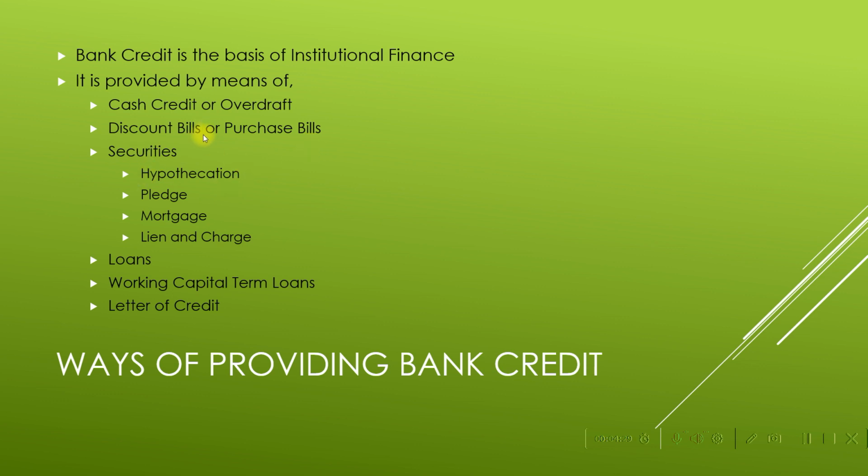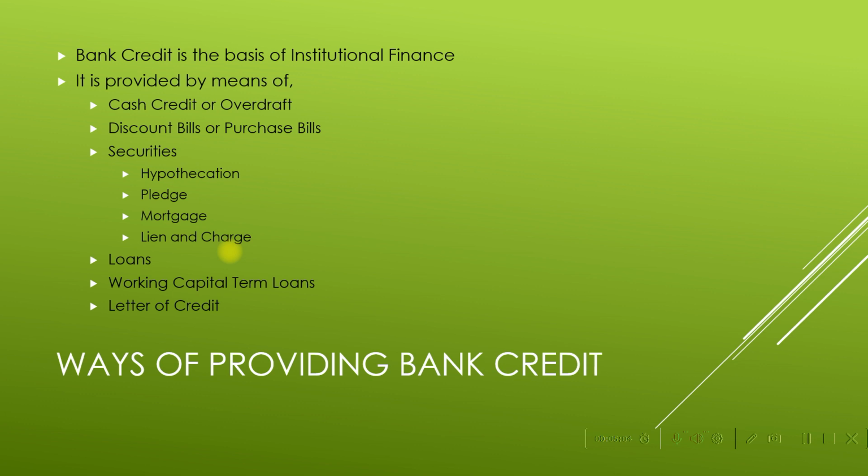So that completes discount bills or purchase bills. Next is securities. The bank also provides credit and uses the following means, namely hypothecation, pledge, mortgage, lien and charge. We'll see what each of them means. First is hypothecation. Under hypothecation, the bank or the lender, according to the terms of the contract, retains the legal right to sell goods to realize the outstanding loan, even though it does not have physical possession of the goods.